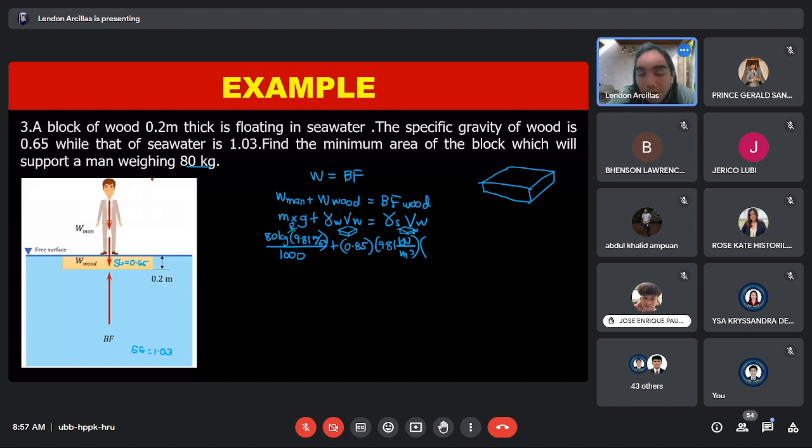Naka-totally submerged, so the same sila ng volume, which is ang area, ito yung hinahanap, times the thickness na 0.2 meters. So therefore, the volume is A times 0.2 meters. Equal to the specific weight of salt water, that is 1.03 specific gravity, times 9.81 kilonewton per cubic meter, times the area, which is the same, A. Times 0.2.